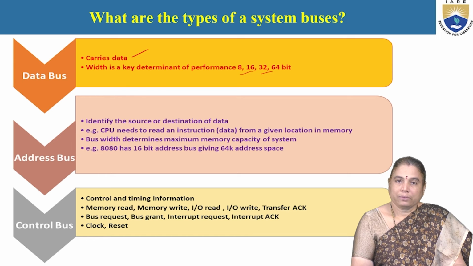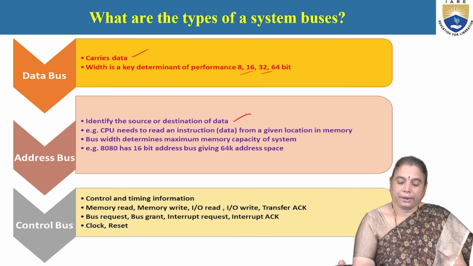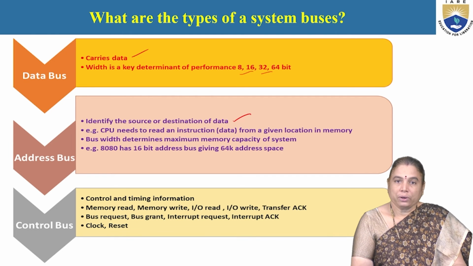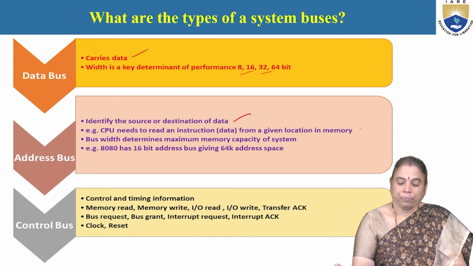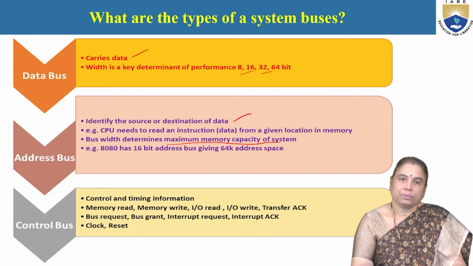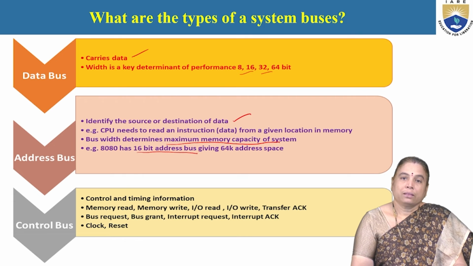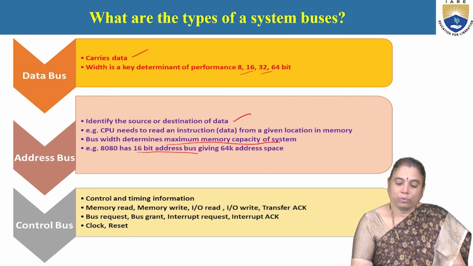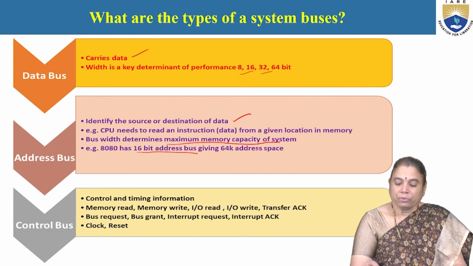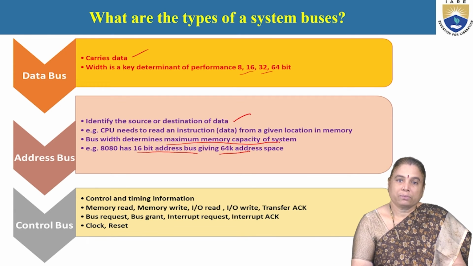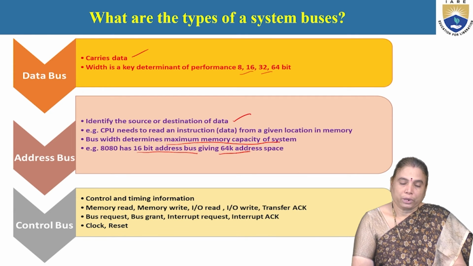Address bus is the second variety of bus of the system bus. The address bus identifies the source or destination of data. Example, the CPU needs to read an instruction or data from a location in memory. Bus width determines the maximum memory capacity of the system. For example, if it has a 16-bit address bus, the address space of the memory is 2 power 16, 64K. So the width of the address bus determines the address space of the computer.